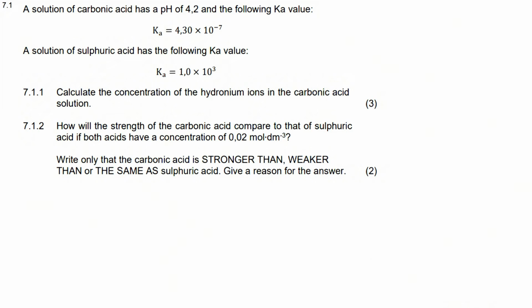A solution of carbonic acid has a pH of 4.2 and the following Ka value. This is enough to give a student a heart attack. Don't worry, guys, it's not that scary. We're going to crush this one.